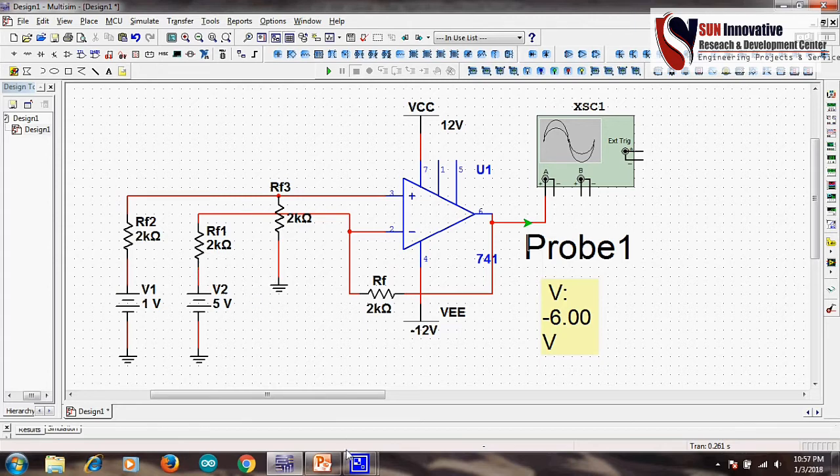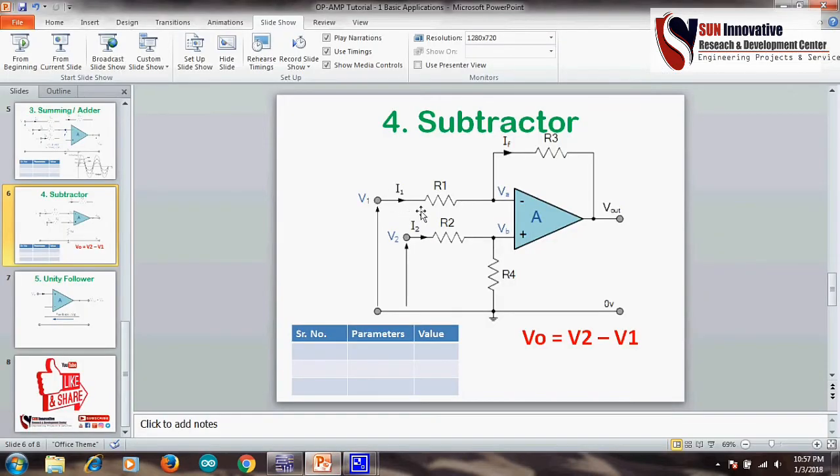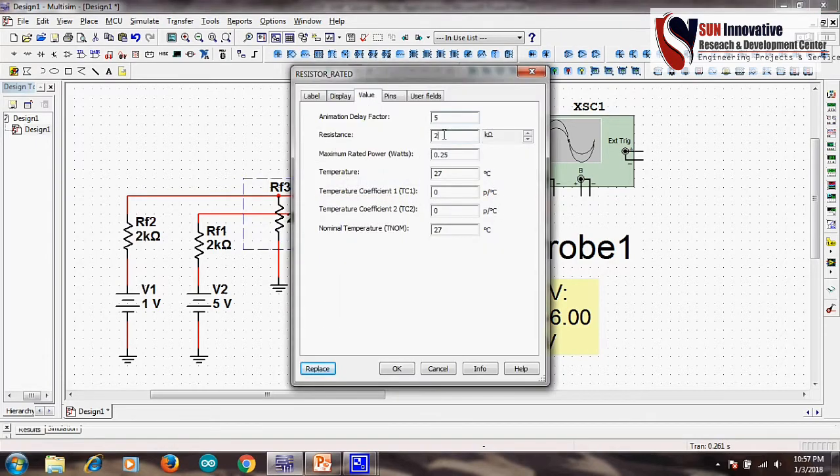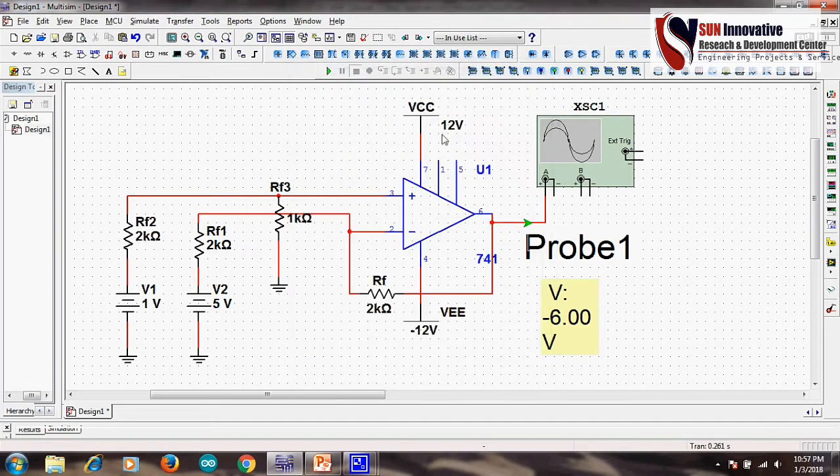Now try to verify the circuit with the PPT. Input voltages through R1 and R2, R4 is grounded and R3 is the feedback resistance. Now our circuit is ready. Now we will take the resistance R4 as 1 kilo ohm.